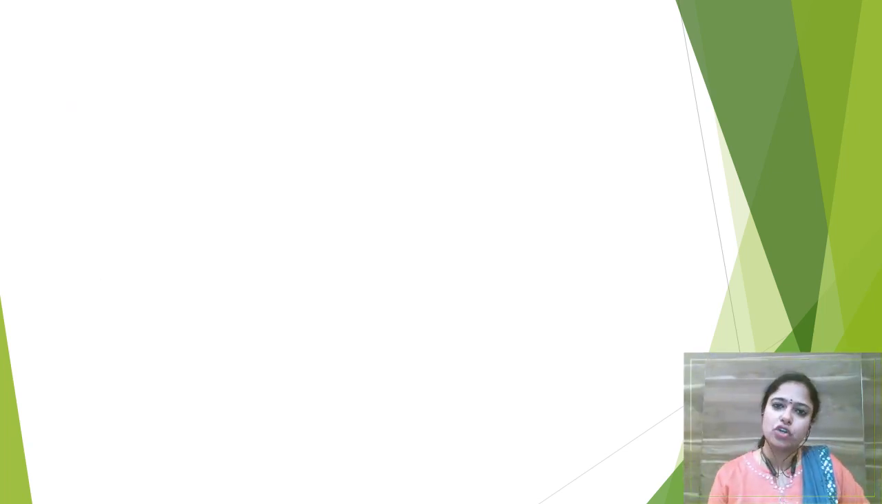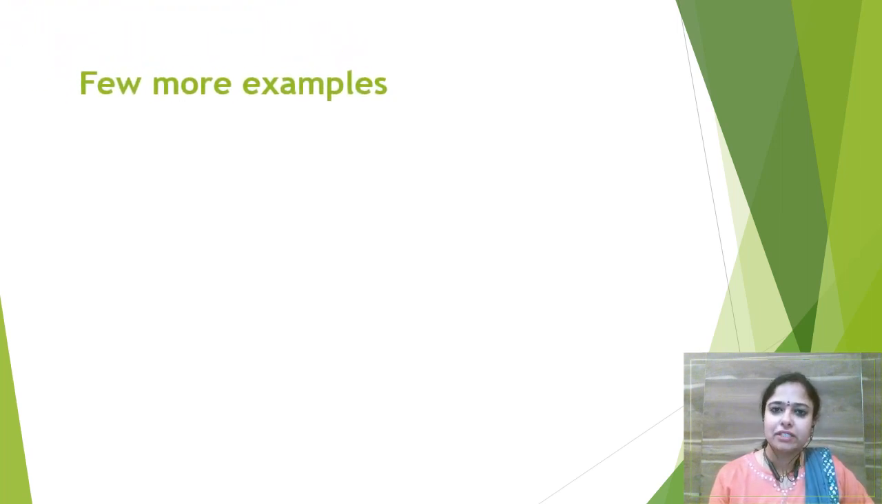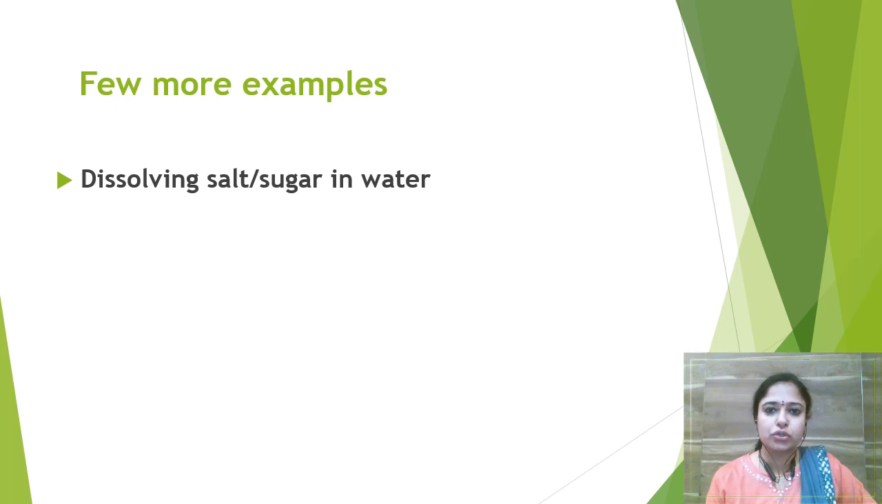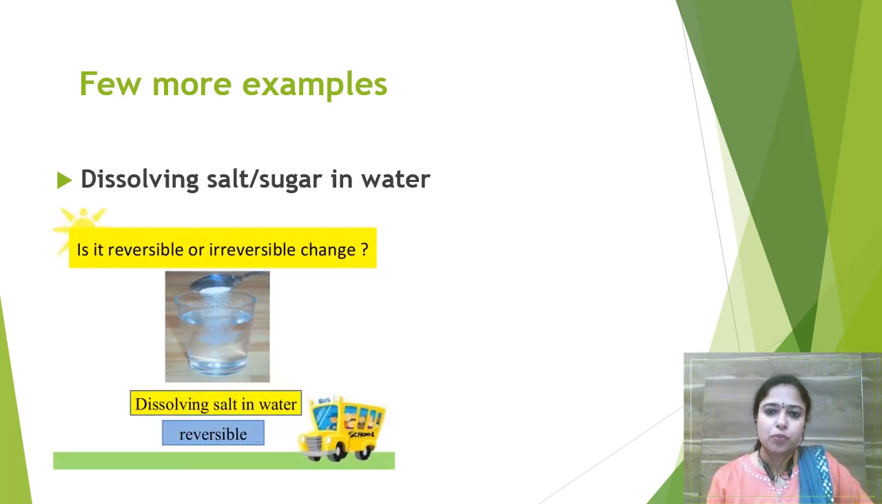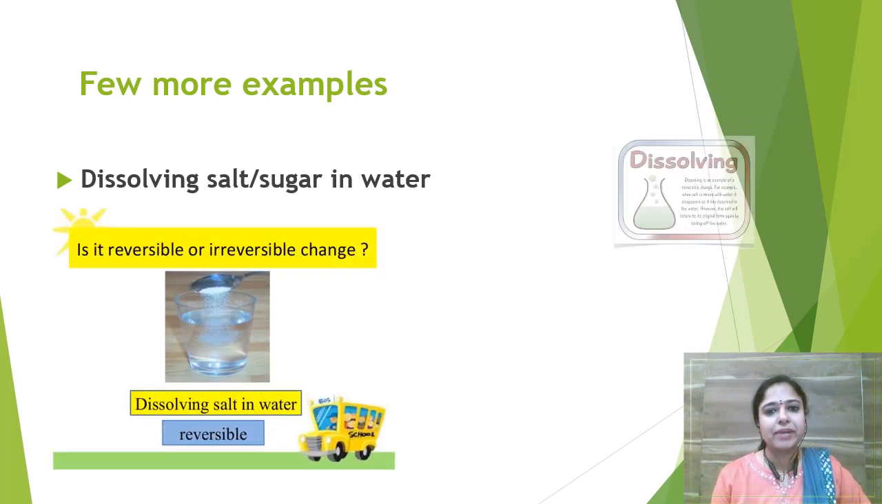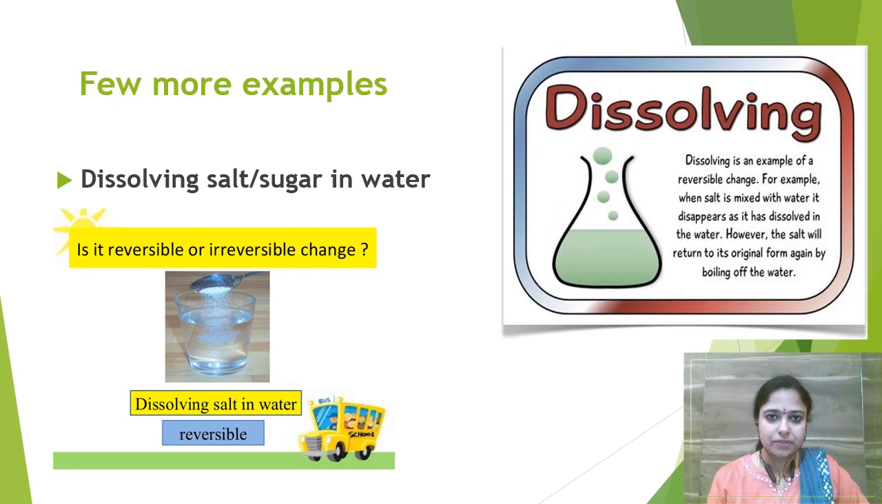Continuing with our discussion on reversible changes, I have listed a few more examples here. Dissolving salt or sugar in water. You take a spoonful of salt or sugar and mix it with water. What do you observe? They dissolve completely in water. Okay, is this a reversible change? Yes, you can again get back the water and salt separately by heating the salt solution. So, we can call this a reversible change.